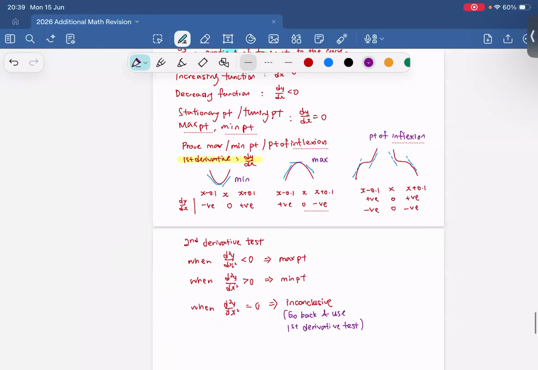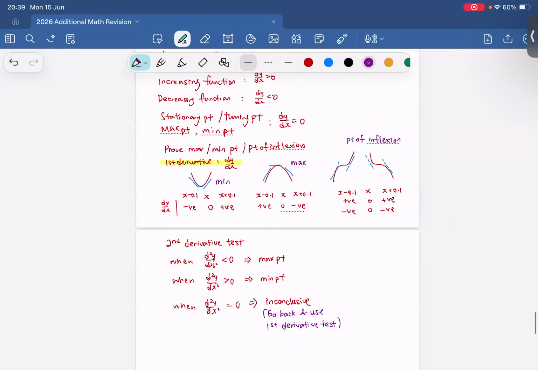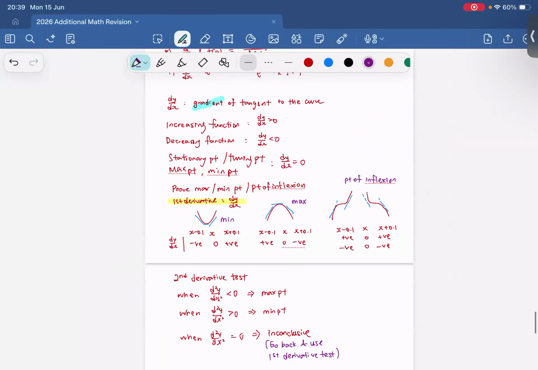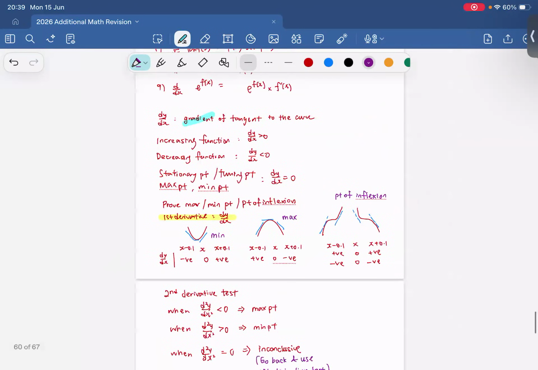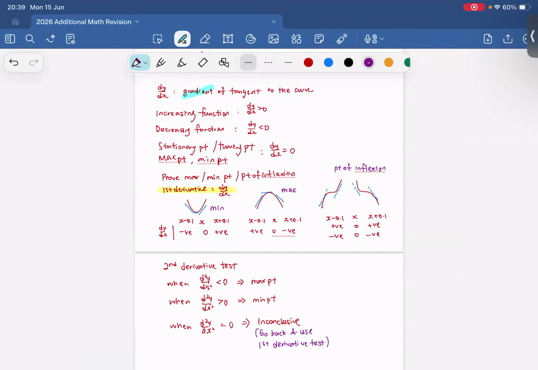So this is the summary of that. After that, you still have your rate of change. I'll let you copy down this one first. The last part of your differentiation is your rate of change.